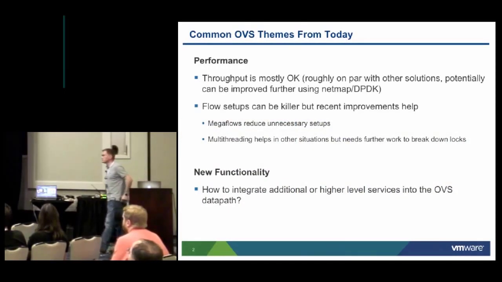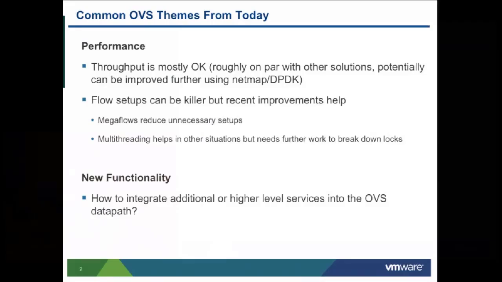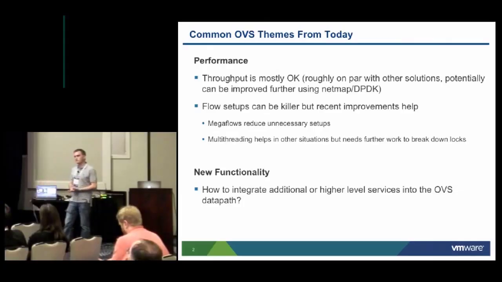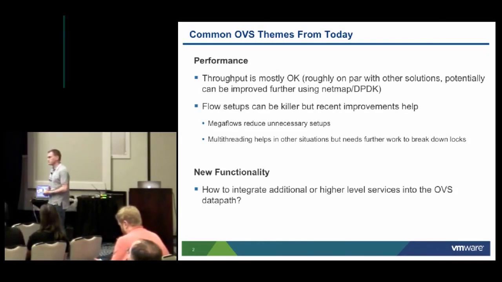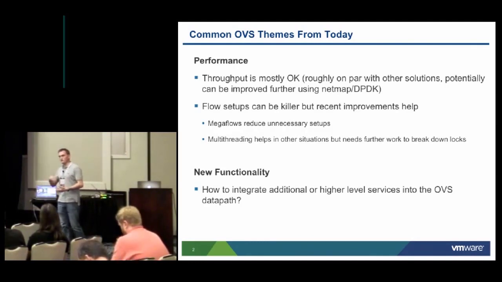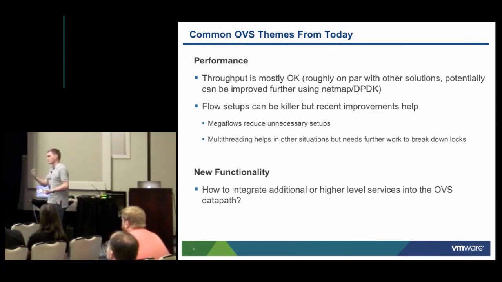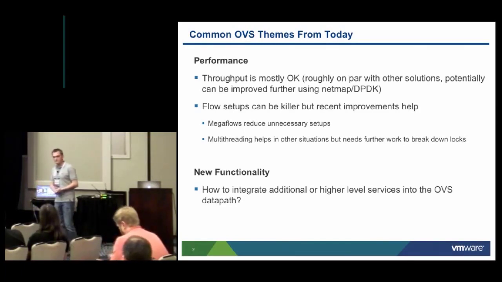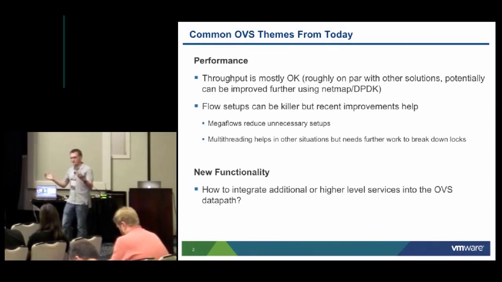The first theme that obviously came up was performance. It seemed like the throughput was generally on par with most of the existing solutions. There's definitely ways that it can be improved, either with things like NetMap or DPDK, and those are obviously things that we should continue to push for, but it's probably not a disadvantage of having all this additional flexibility that you need for software-defined networking or any of the new models that people are trying to use.